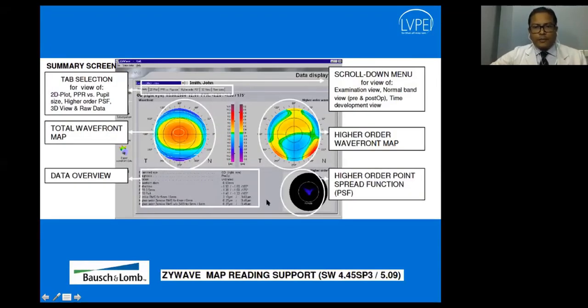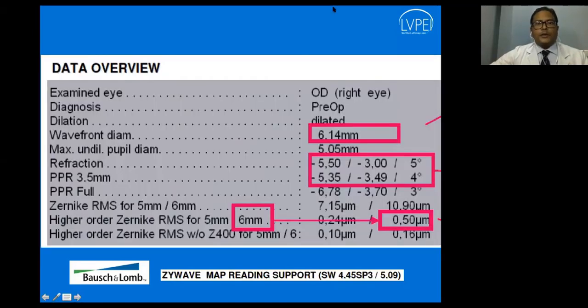The map on your right is the higher order map. The map on your left is the total wavefront map. The data below is the total data. And this is an interesting function which we will discuss in later slides. So this is the higher order point spread function, a key concept in understanding interpretation of maps. Okay, so any questions at this point of time?